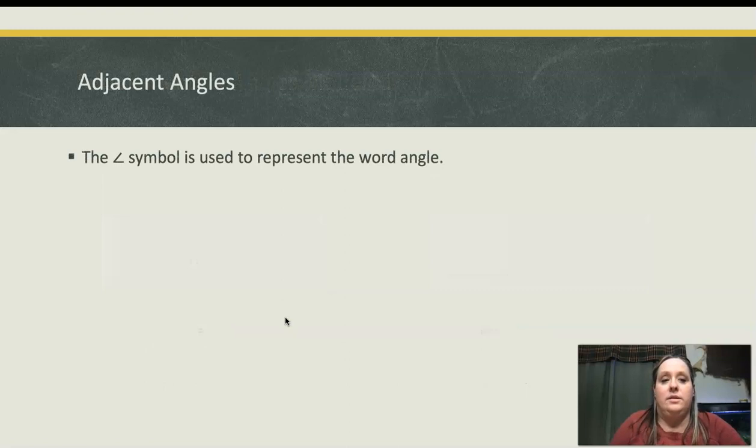So adjacent angles. This symbol means angle. It looks a lot like the less than symbol, but it's actually not because it goes straight here, whereas the less than symbol would kind of curve down a little bit more.